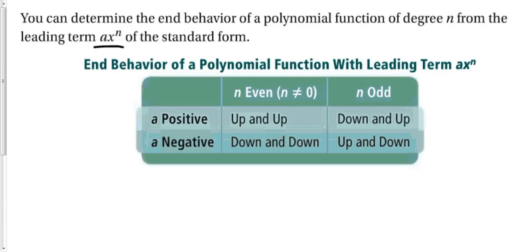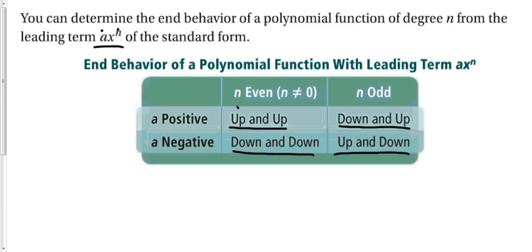Okay, so we look at the number in front and we look at the exponent. The number in front, we see if it is positive or negative. The exponent, we see if it is even or odd. And then, depending what they are, we can see that the function either has both ends going up, both ends going down, if n is even and a is positive or negative, or one end going down and up and the other up and down. And these go from left to right.